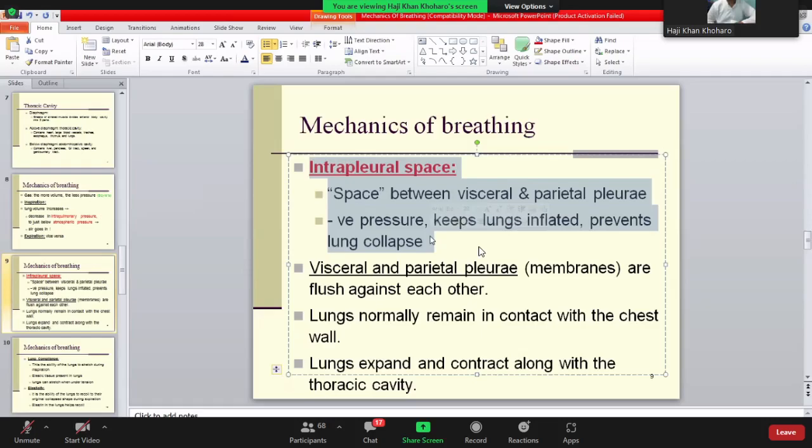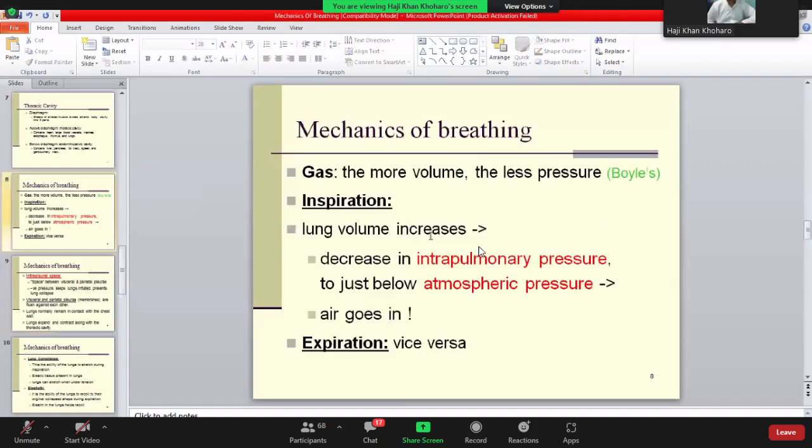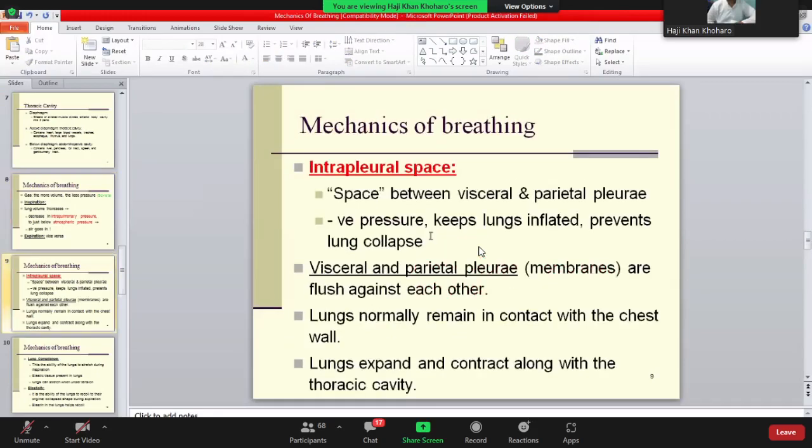So intrapleural pressure is another pressure that is very important to prevent lung collapse and to neutralize the lung elasticity. So one pressure is the intrapulmonary pressure, another is the atmospheric pressure, and the third is the intrapleural space pressure.